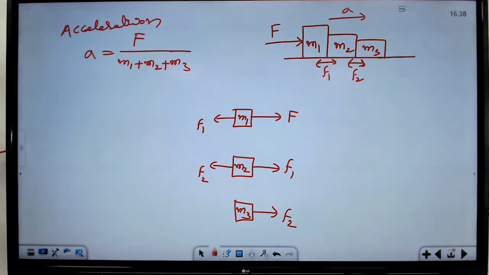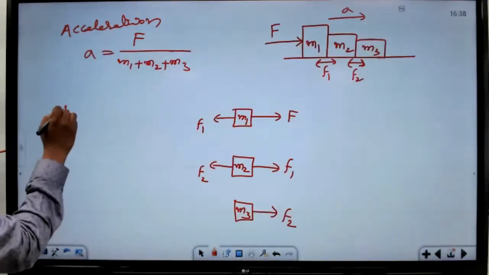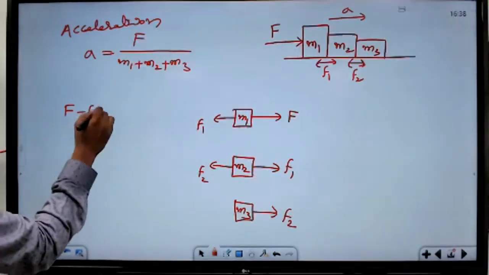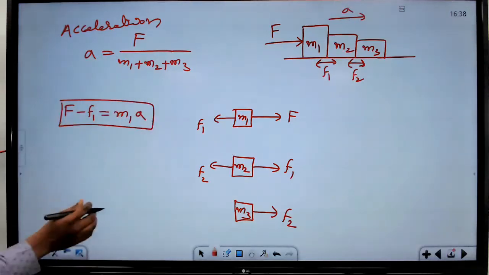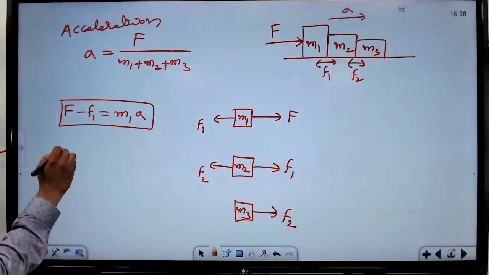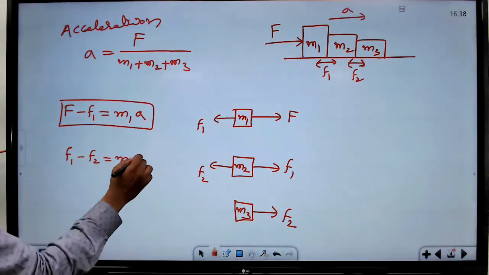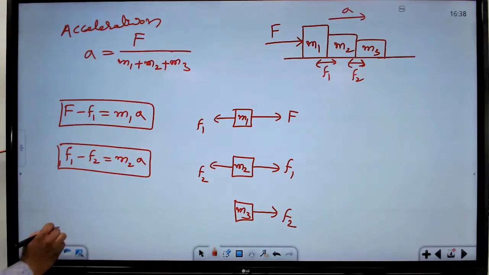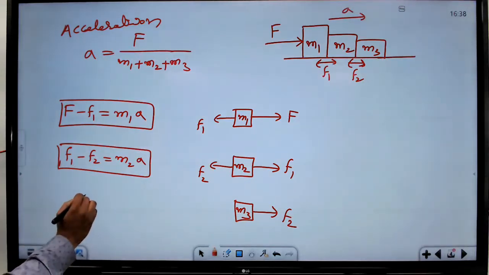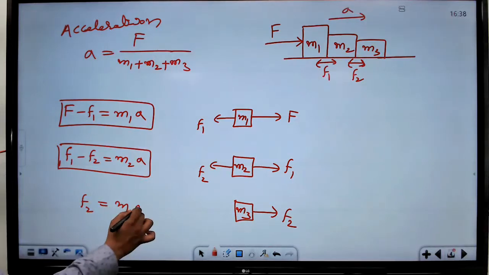What is the net force equation for mass M1 from Newton's second law? Apply Newton's second law for mass M1. F minus F1 equal to M1A. Next, apply Newton's second law for mass M2. F1 minus F2 equal to M2A. Next, apply Newton's second law for mass M3. Only a single force, so F2 equal to M3A.